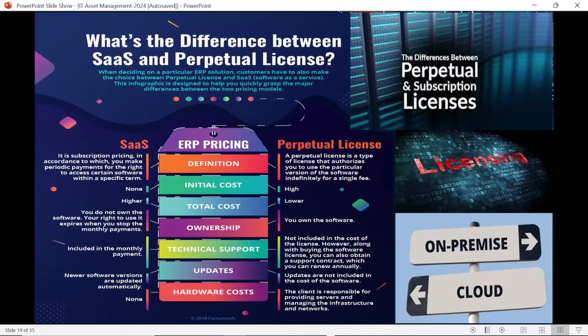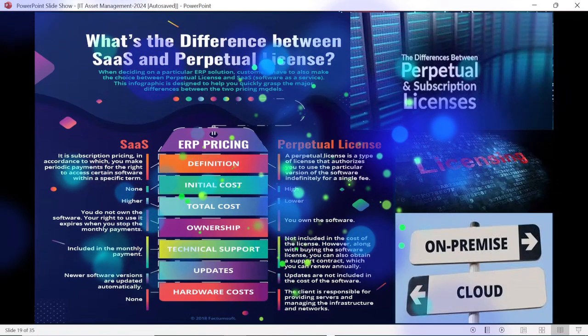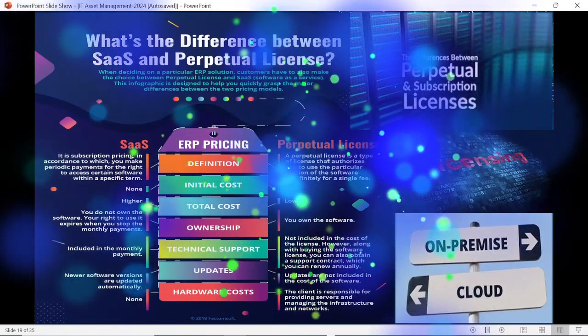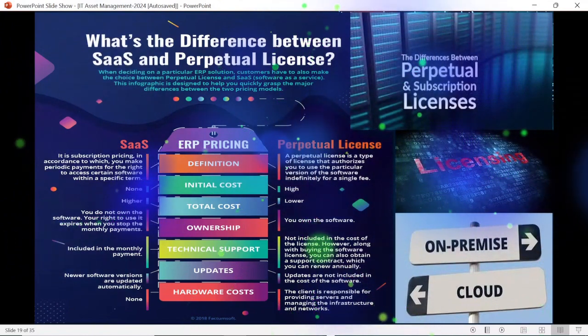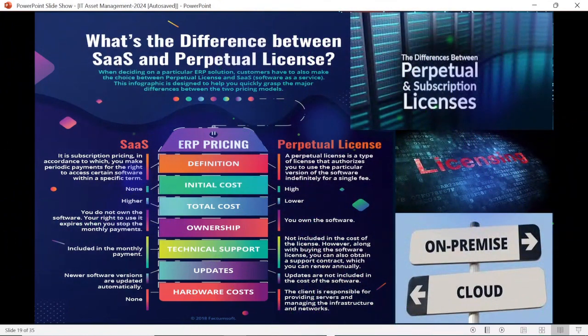And it is much easier for us because you need not pay any initial capital when it comes to SaaS. By making a minimal investment, you can run your business. But for perpetual, you will have to pay for the infrastructure setup, the servers, the data centers, and again you will have to pay for the admins or the resources. So that is not the case with SaaS.